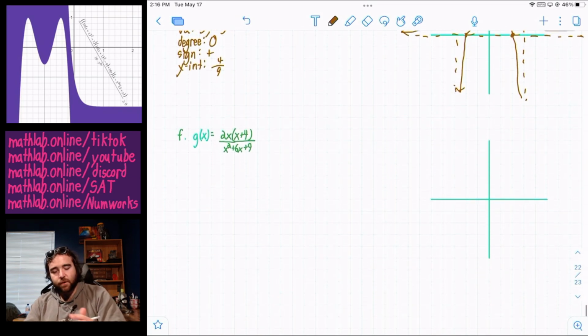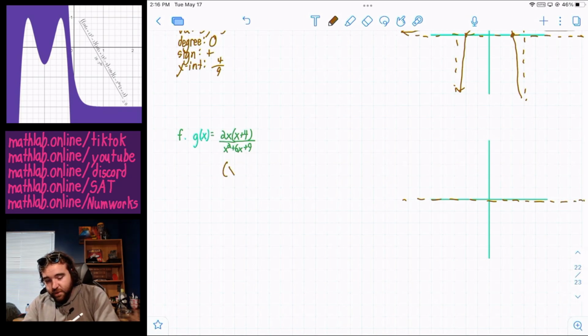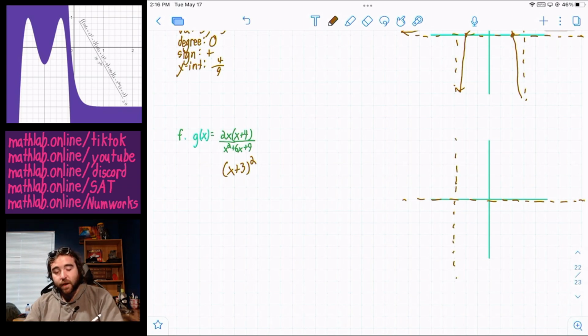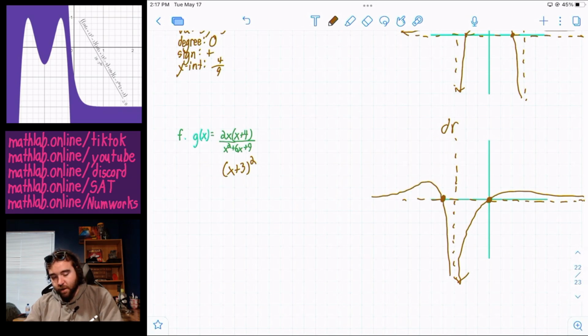All right, next one's going to be a similar idea. We're going to have that same horizontal asymptote. It's going to have to approach. If we factor this, this is x plus 3 squared. So we have a vertical asymptote here, and it's a double root asymptote. And then we've got an x-intercept at 0, and an x-intercept at negative 4. It's positive, so we start here. And then we come away a little, and we cross through the intercept and go back down. And then this is a double root asymptote, so it's still down. We have to cross this and then come back and approach.